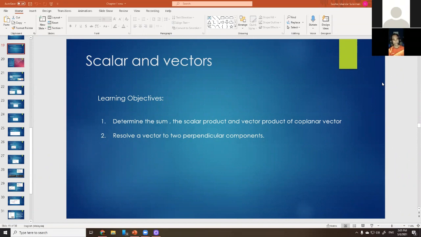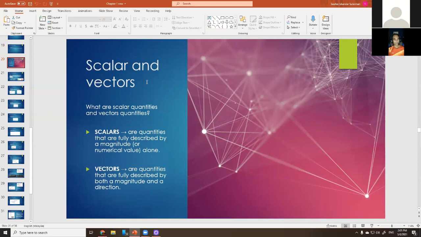So for scalar vectors, today we're going to determine the sum, the scalar product, and the vector product of coplanar vectors. Then we have to resolve a vector into two perpendicular components. For scalar vectors, there are two.